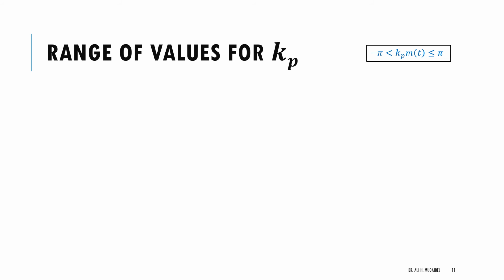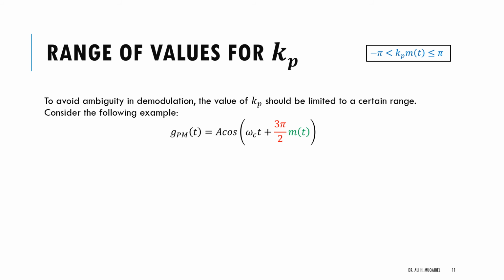Alright, here are a few comments about the range of values for Kp. In a phase modulated signal, you have to make sure that Kp times m of t is limited between minus pi, or minus 180 degrees, to plus 180 degrees. Why? Because there will be some ambiguity. Let's explain this with an example.